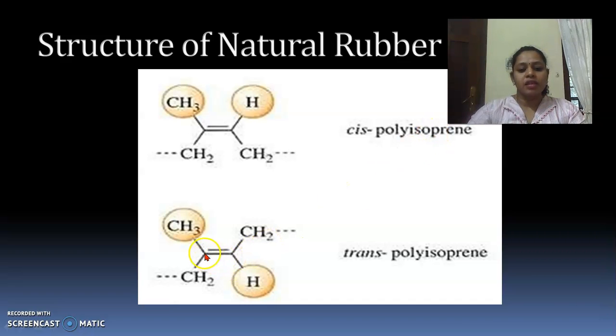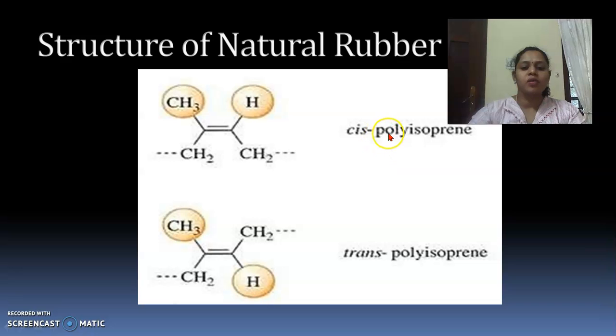While in this case we can see that the similar group is actually on the opposite side. So this is CH2, this is CH2. These are the similar groups. This is a plane of symmetry. So we can see both CH2 on the opposite side, that is, similar groups on the opposite side. So this is trans polyisoprene, and here this is cis polyisoprene.